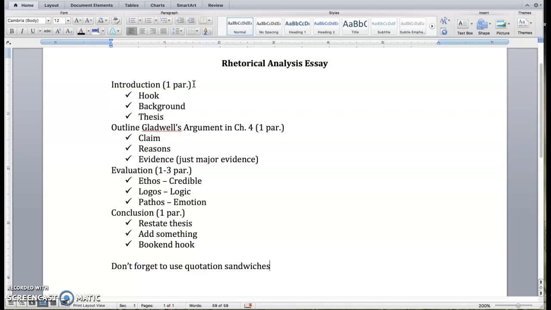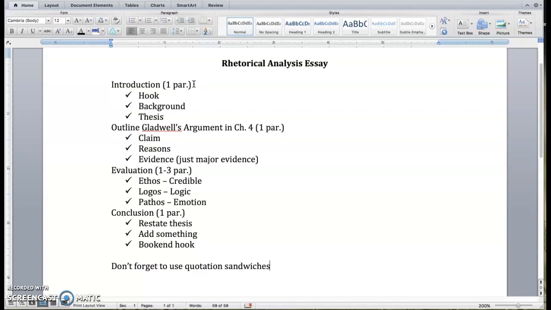And then your thesis, which is your claim, which is basically how effective or not effective you think Gladwell has been in persuading us. Okay, so you should just state that really clearly and basically preview your body paragraphs. You might say, I think Gladwell does a pretty good job because of A, B, and C, or something to that effect.